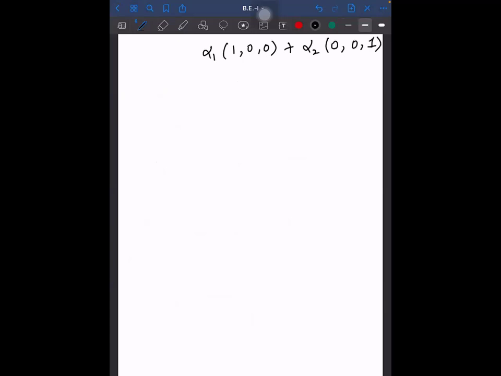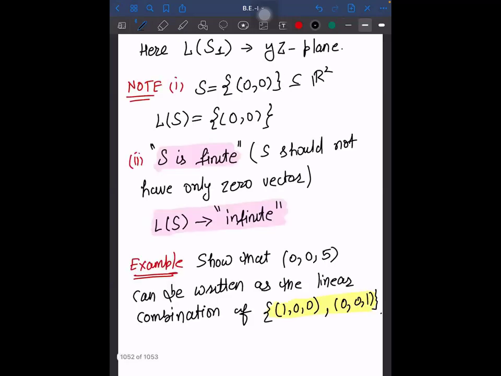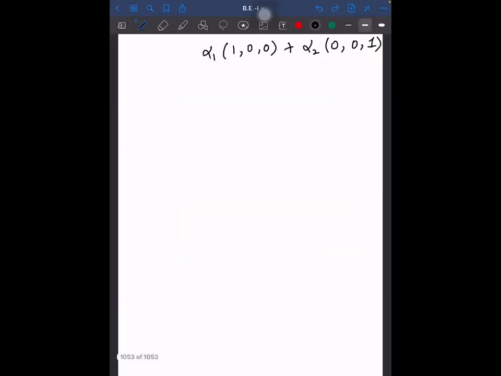So what do we want to prove? Can 0, 0, 5 be written as the linear combination of these two vectors or not? That's what we want to check, right? So how are we going to check this? For the time being, we say that there will be some sensible choices of alpha 1 and alpha 2 so that this vector can be represented in this way. Let's check whether we can get these sensible values or not.